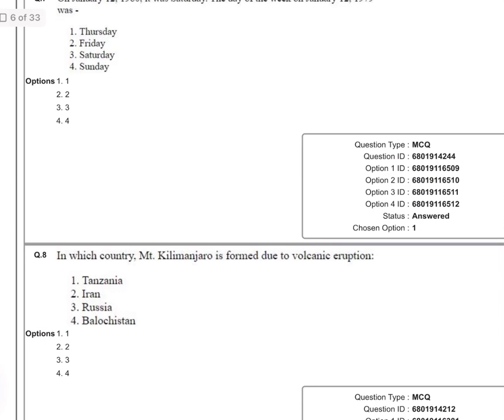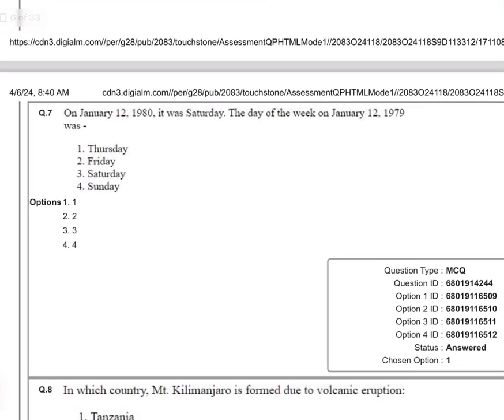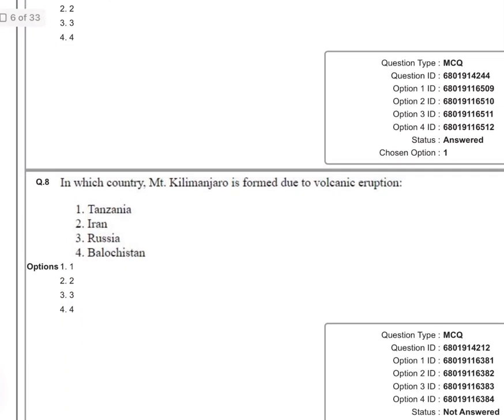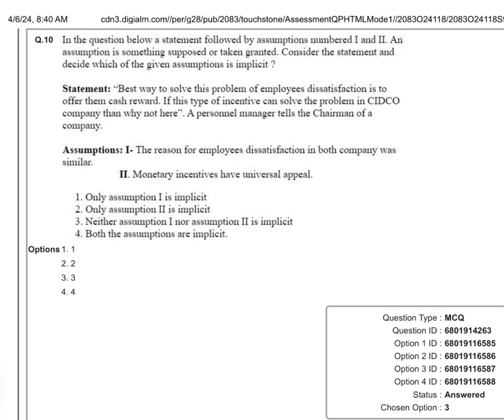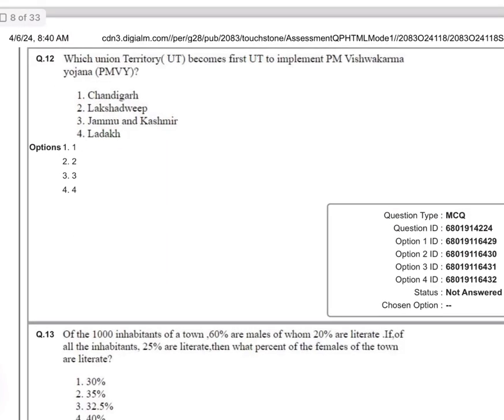Next thing we see is GK. This is the reasoning part. Here it is GK: in which country is Mount Kilimanjaro, formed due to volcanic eruption? And believe me, this you will get in Lucent, the geography part. Next thing here is assumption and reasoning. I think this is a part of economy that you will do from Lucent again. Next, the first duty to implement PM Vishwakarma Yojana, that you will get in Current Affairs magazine.